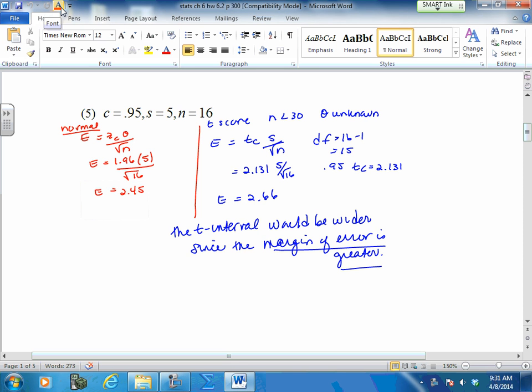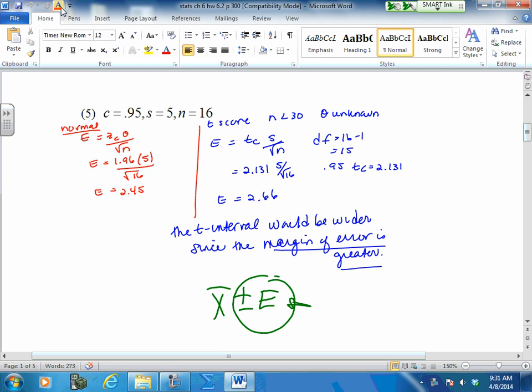Number 5 asks you to compare a T to a Z. Now, remember, your interval looks like this: the mean plus or minus the margin of error. The margin of error is the one that makes a difference, so that's why we keep recalculating it. Your mean is exactly the same, so your margin of error dictates which interval will be wider.